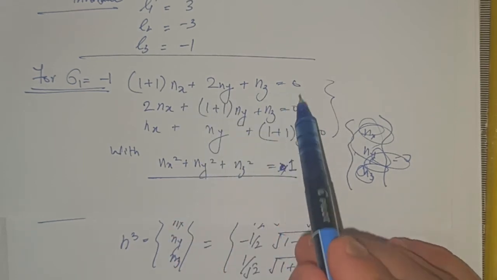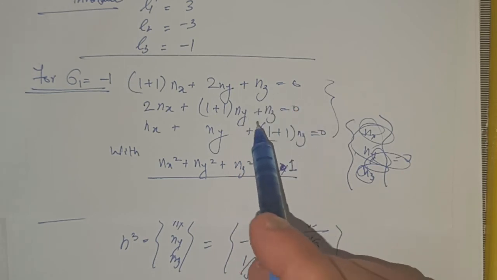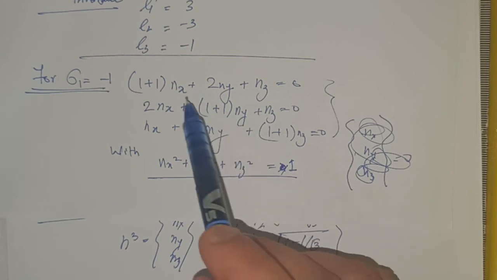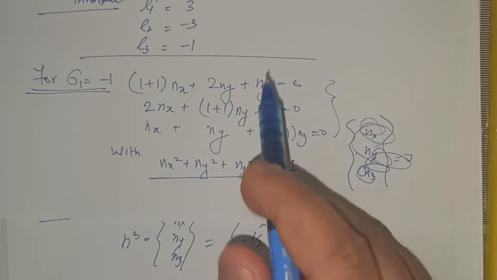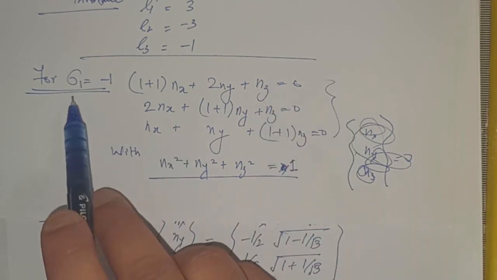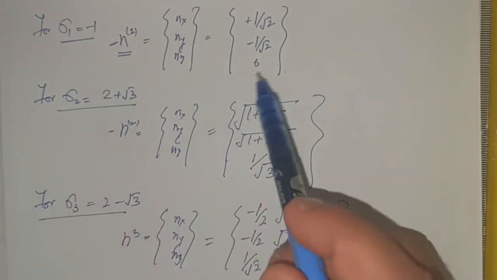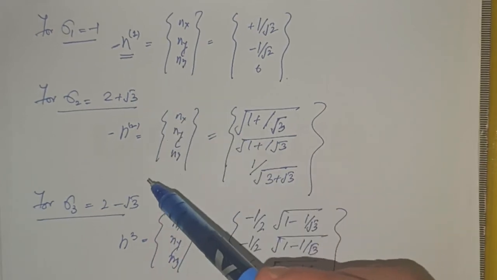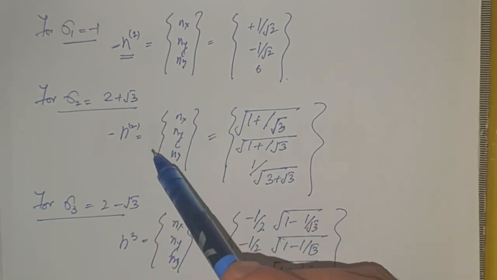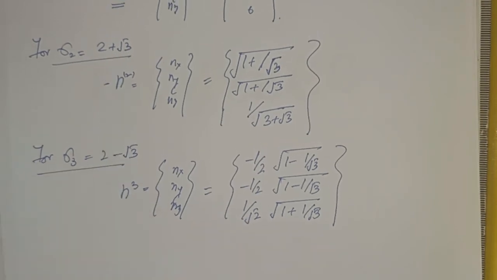But since they are equal to 0, many times you will have difficulty in obtaining any one of the components of this direction vector. So you can use this equation very efficiently. After obtaining them, for sigma 1 we will have the unit normal vector n1, for sigma 2 the unit normal vector n2, and for sigma 3 the unit normal vector n3, corresponding to the 3 eigenvectors.